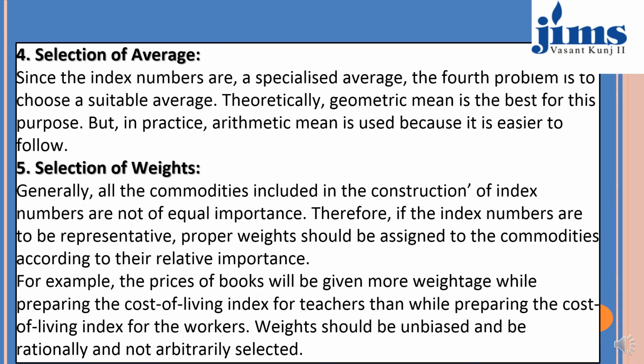Selection of average. This is another important issue: what type of average to be used. Since index numbers are specialized averages, this is one of the major problems you have. Next is the selection of weight. Generally, all the commodities included in the construction of index numbers are not of equal importance. Some are more important, some are less. On that basis we have to check.